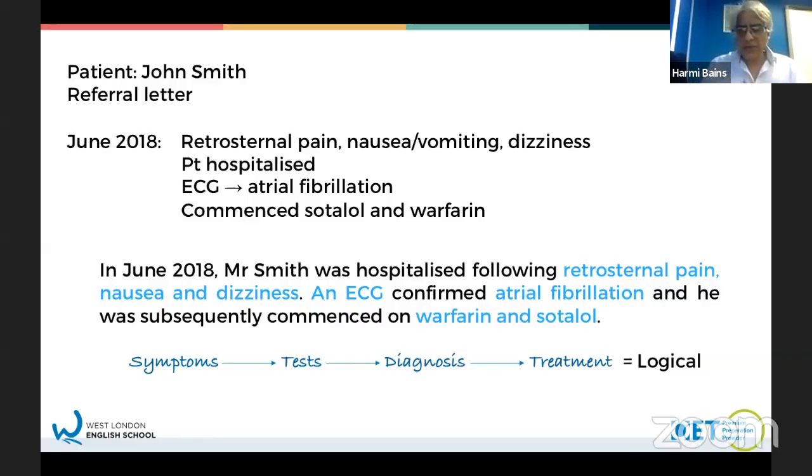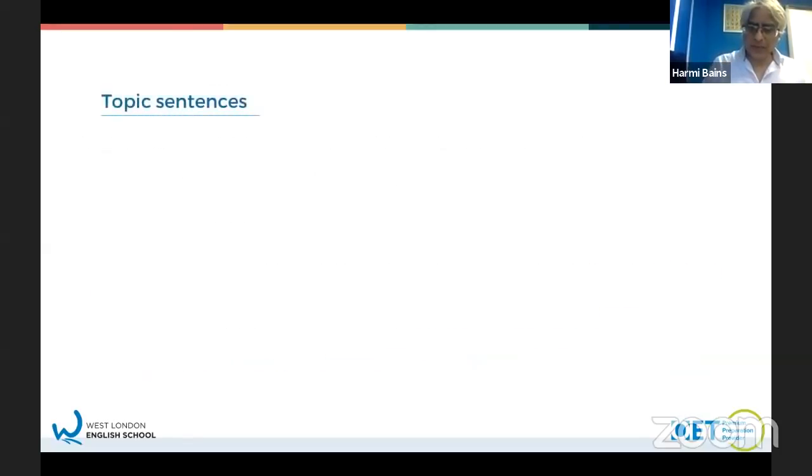So it wouldn't make sense if you started off talking about warfarin and the treatment, and then later on next to the diagnosis. So here you have a logic, and that's what they want in OET. Make sure your paragraphs are organized in a logical kind of way. Okay, so that's one example here.